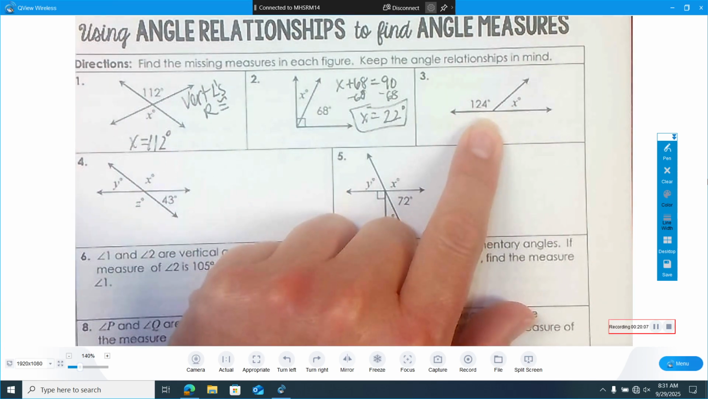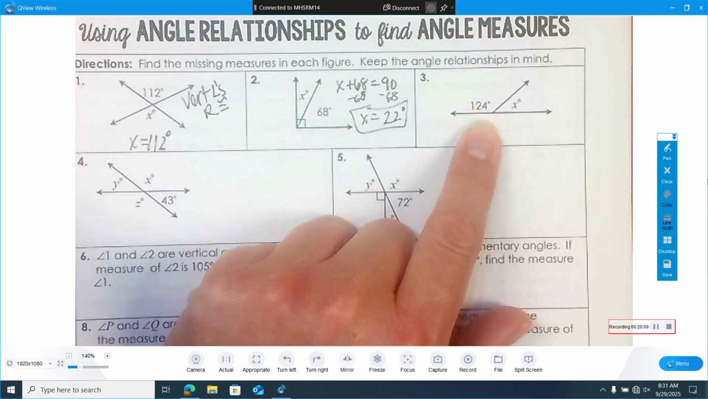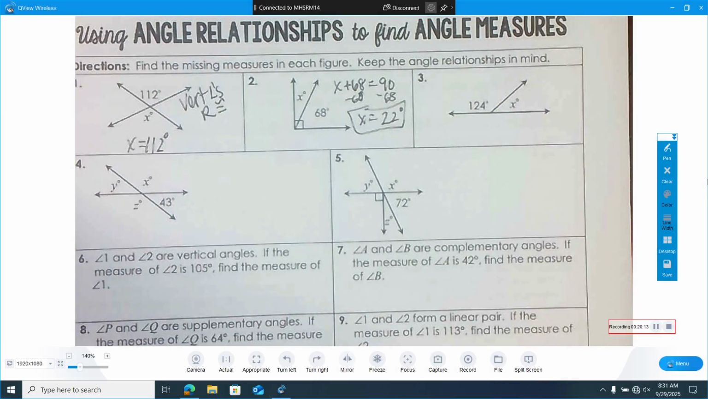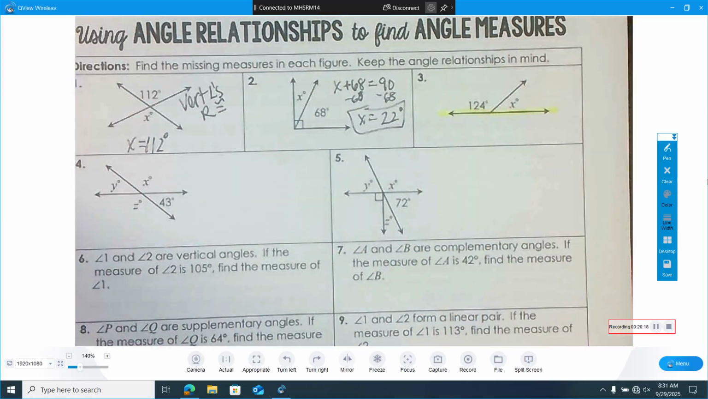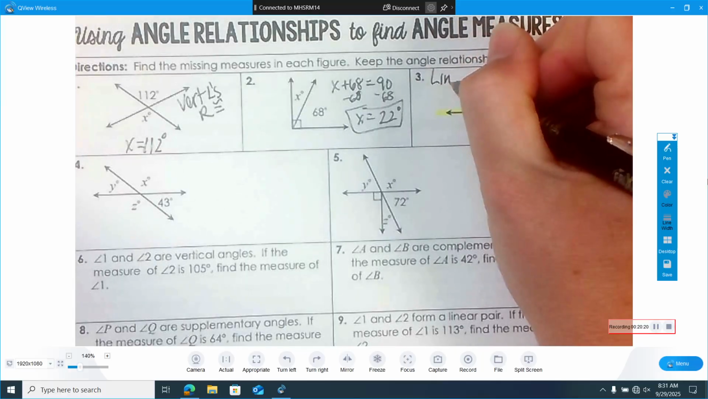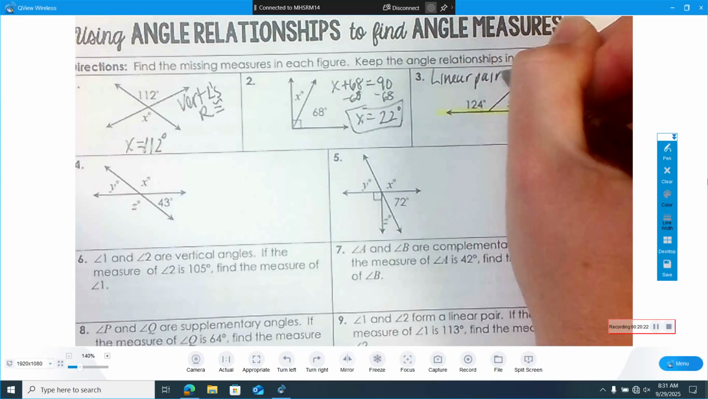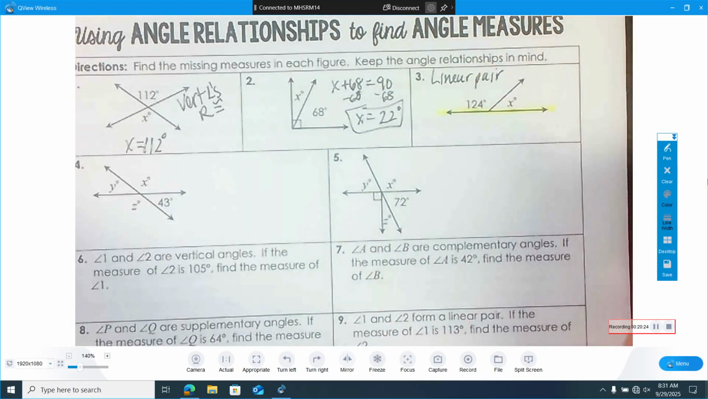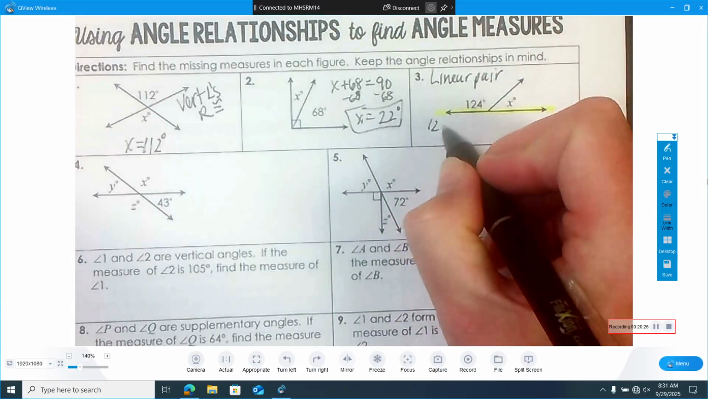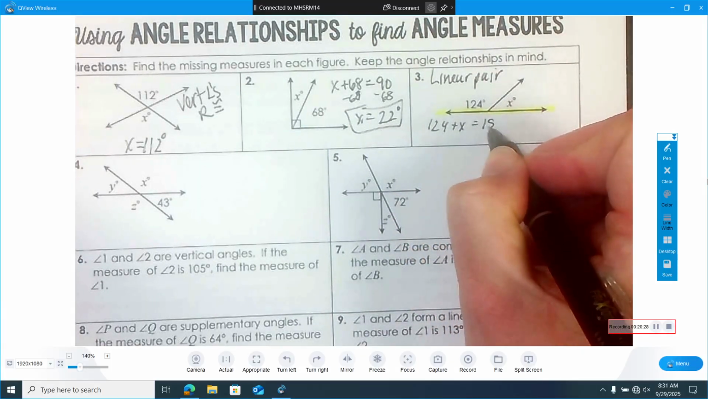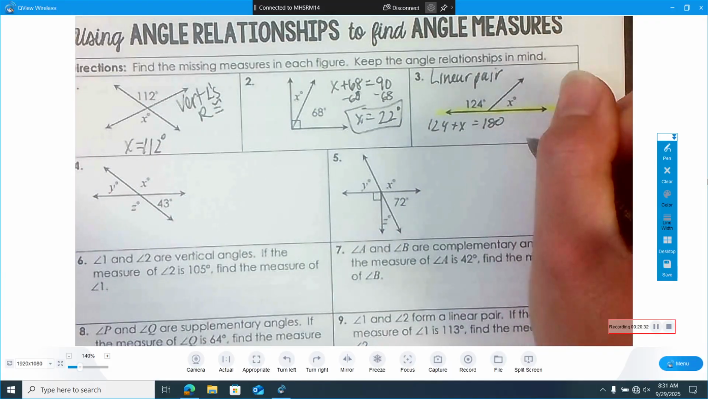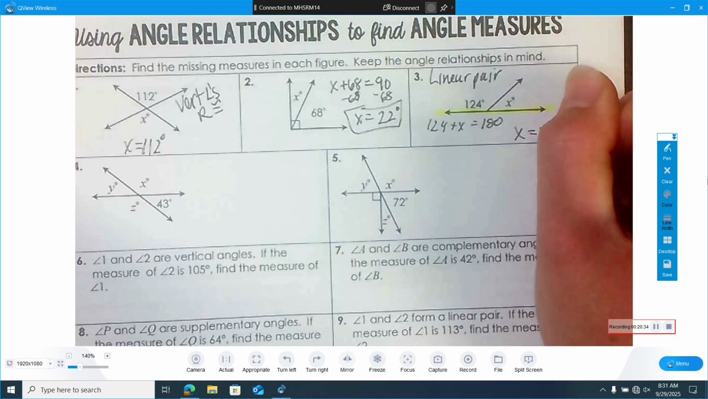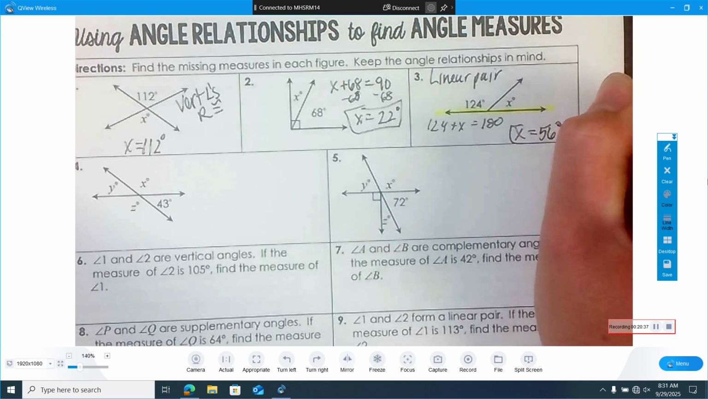What kind of angles are here? Number 3. Adjacent. Also, what else? Very good. A linear pair. They form a straight line. They are a linear pair. And so we know that they must add to be 180. So 124 plus X equals 180 degrees. And we get 56. So again, if we just subtract the 124, we would get the 56 degrees.